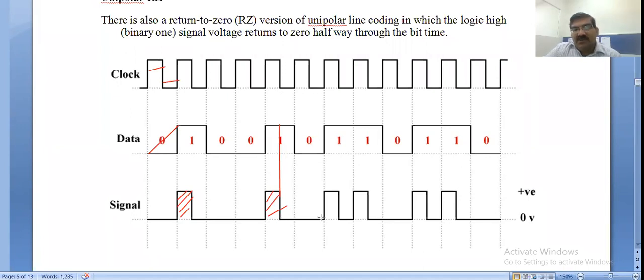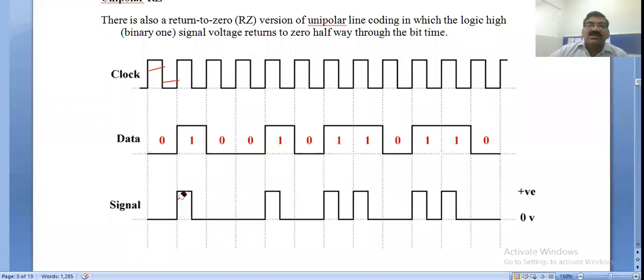For 0, it remains 0. Again for the 1, it will go high for half of the pulse. Again it will come back, and again the same thing is there. So when there is a 1, there is a half pulse, meaning for the clock cycle, one positive half is there. So this technique is called return to 0.